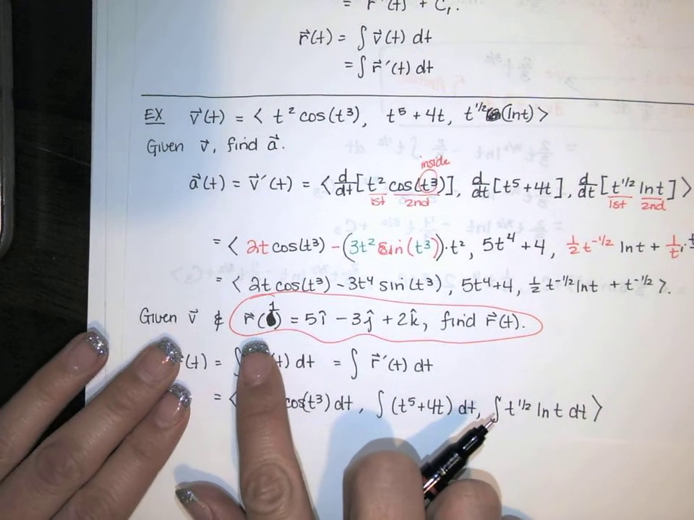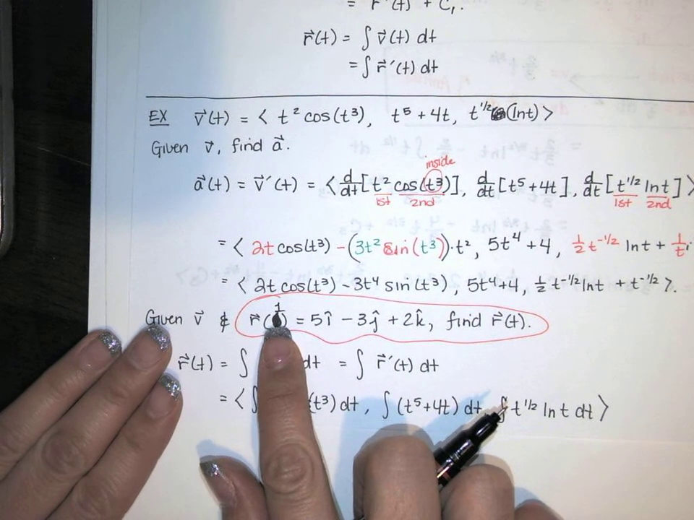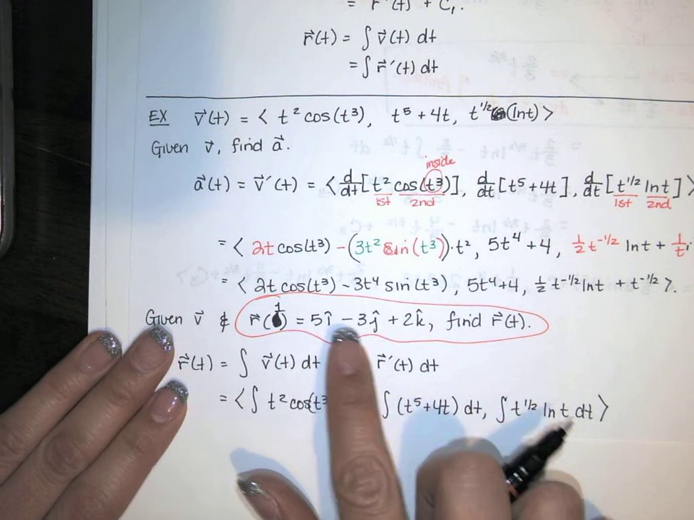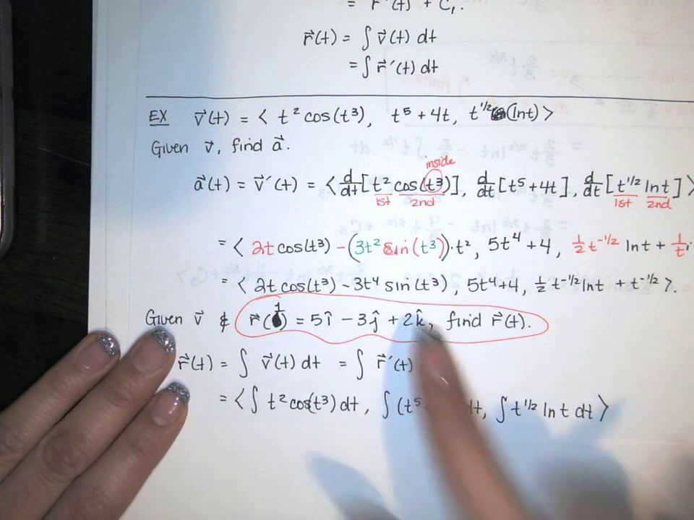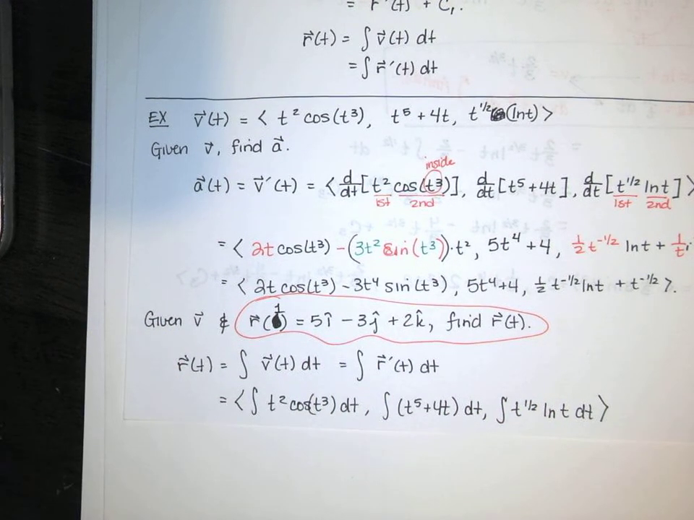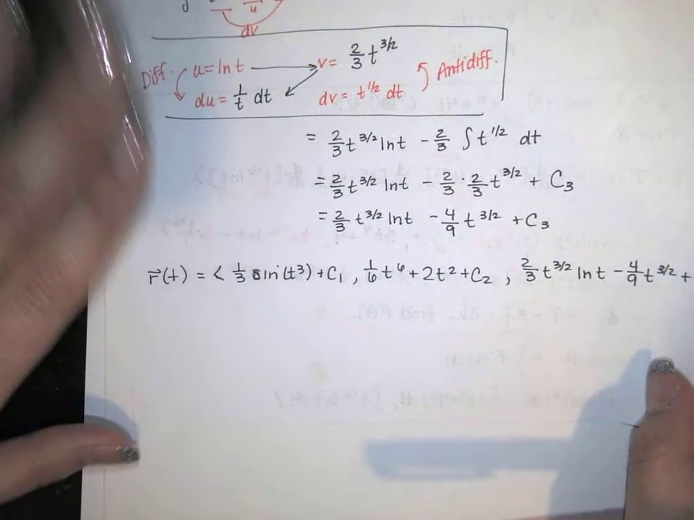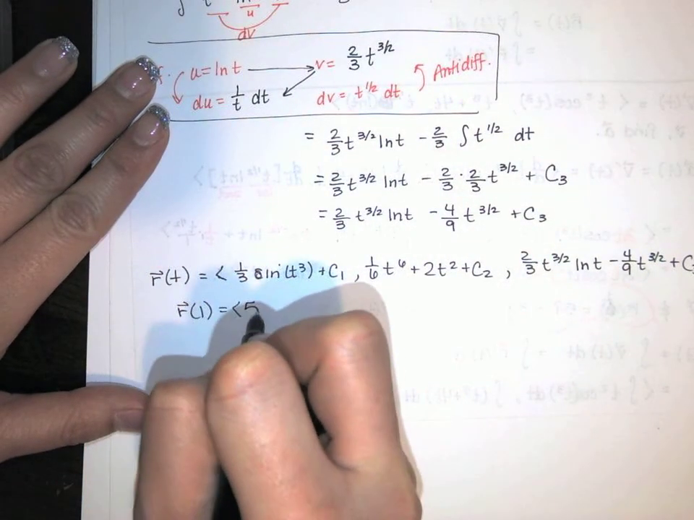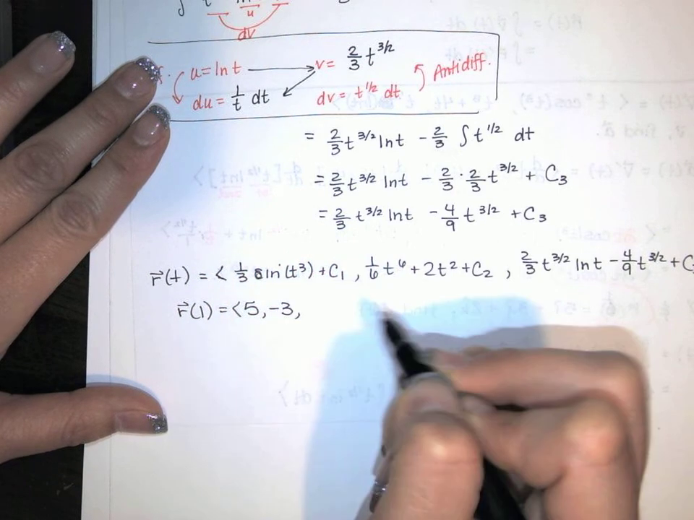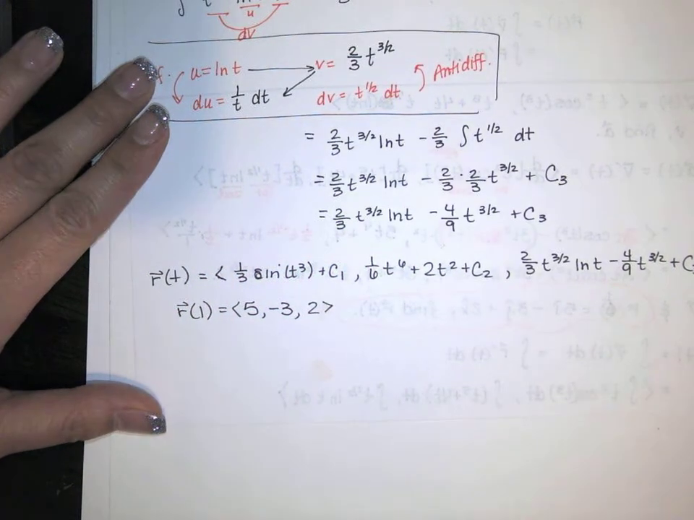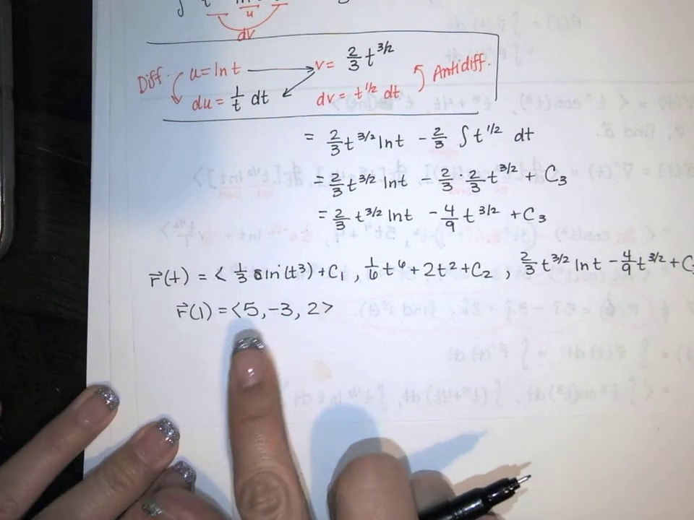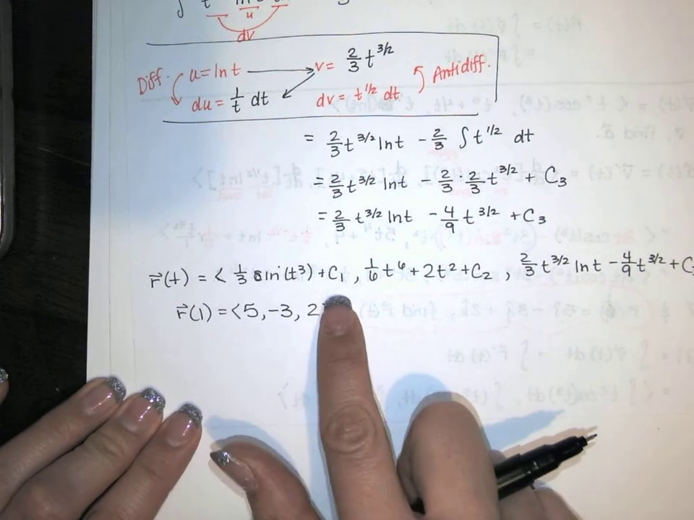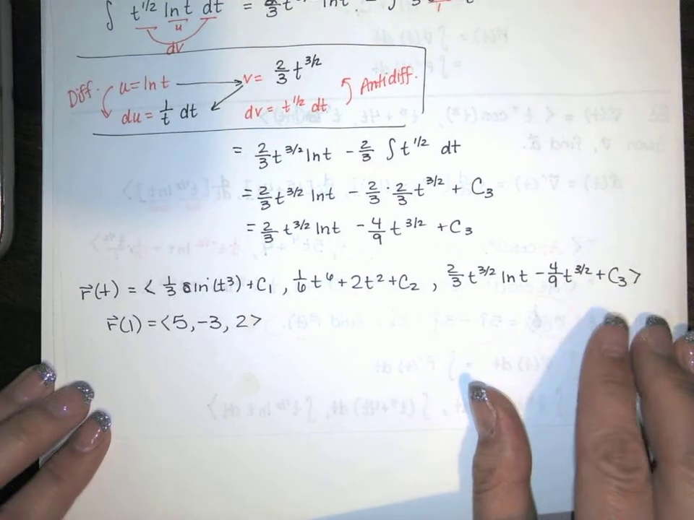Okay. This says at time t equals 1, the position is 5 times i hat minus 3 times j hat plus 2 times k hat. I'm going to write that in my component form notation. So we were given r of 1 is 5 times i hat minus 3 times j hat plus 2 times k hat.